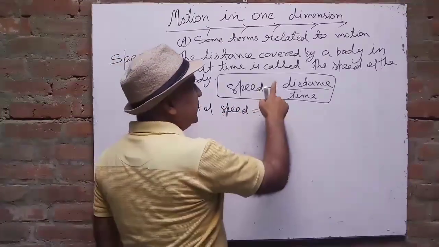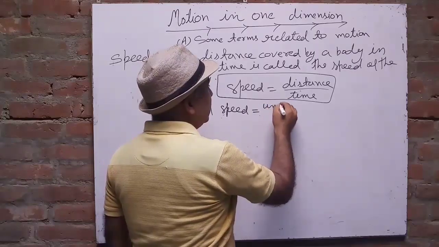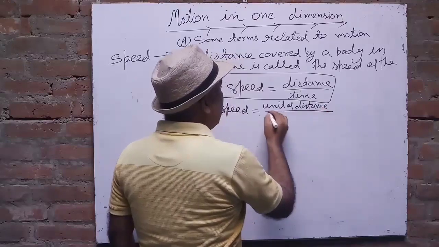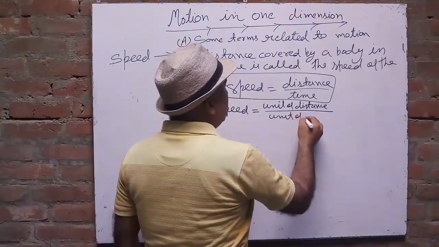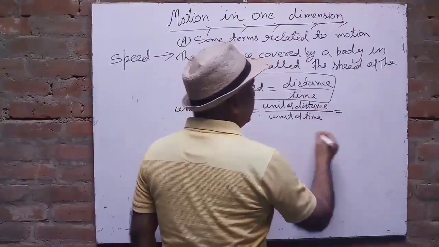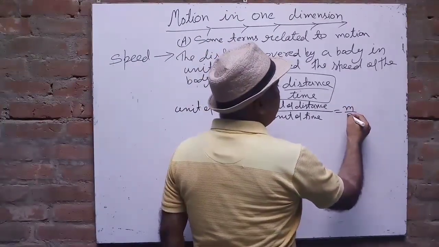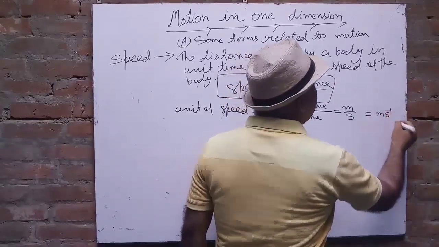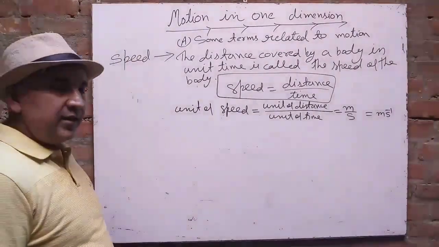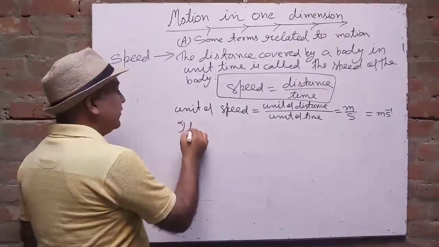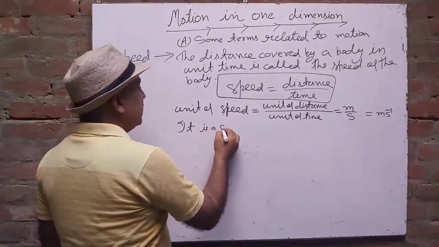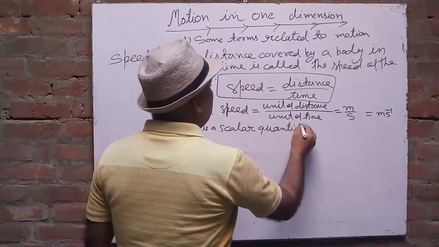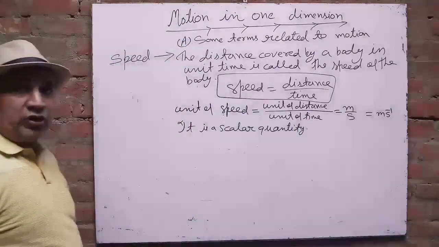Unit of speed will be unit of distance upon unit of time. Unit of distance is meter, unit of time is second. That means unit of speed is meter per second. Okay, and it is a scalar quantity. Speed is a scalar quantity.